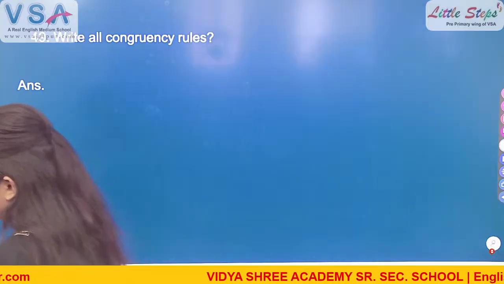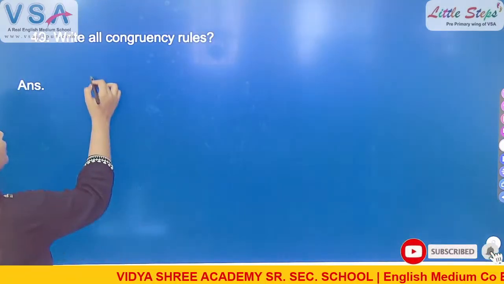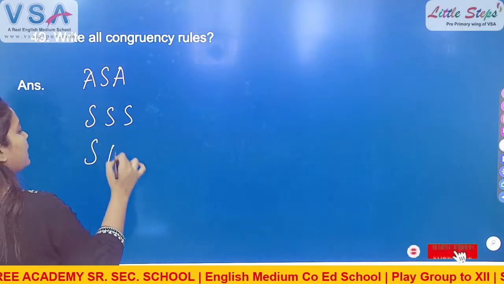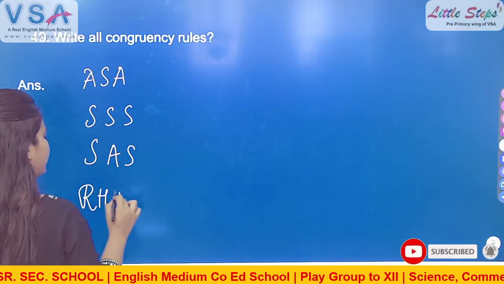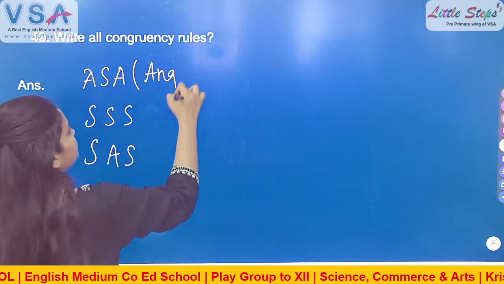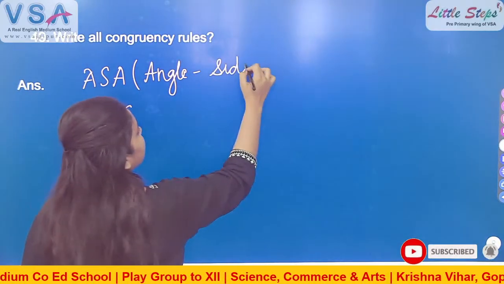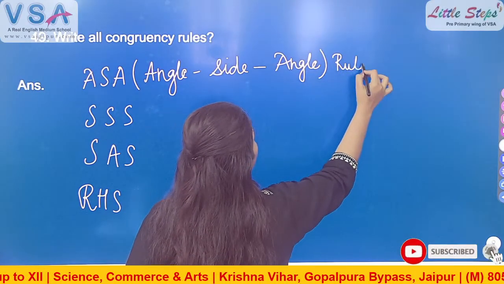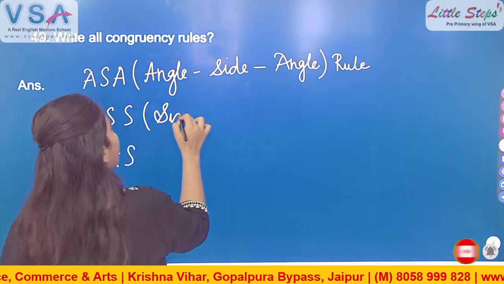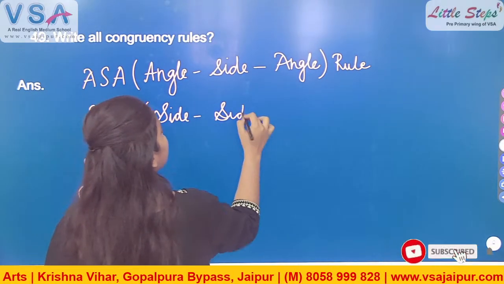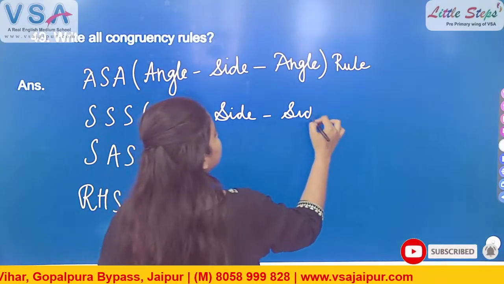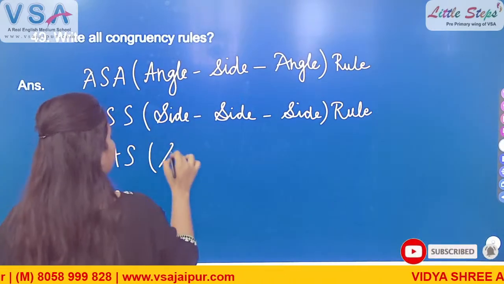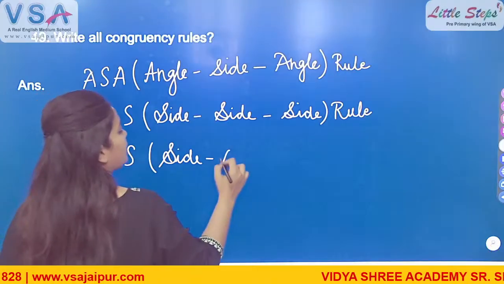Yes. 49th question is write all congruency rule. As you all know, we have ASA, SSS, SAS and RHS congruency rule. Angle, side, angle rule. Then we have side, side, side rule. Then we have side angle side rule. These are congruency rules.